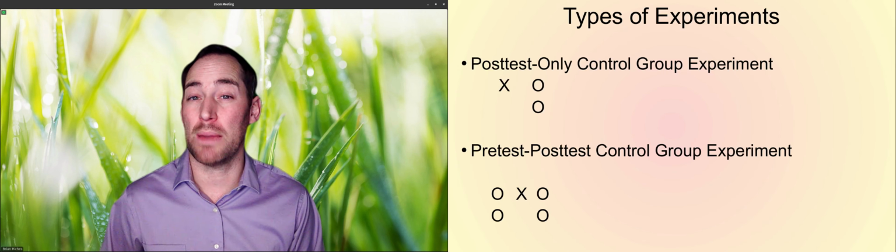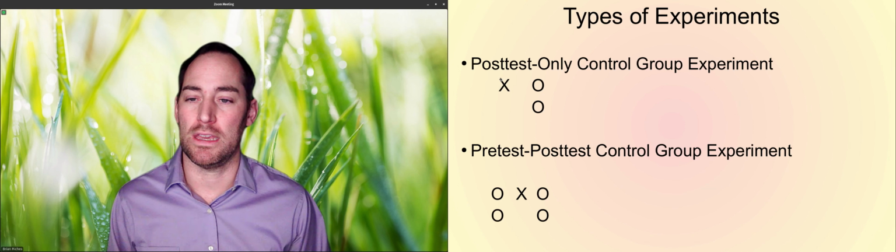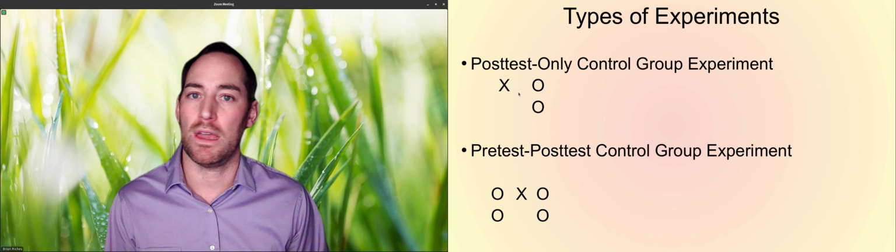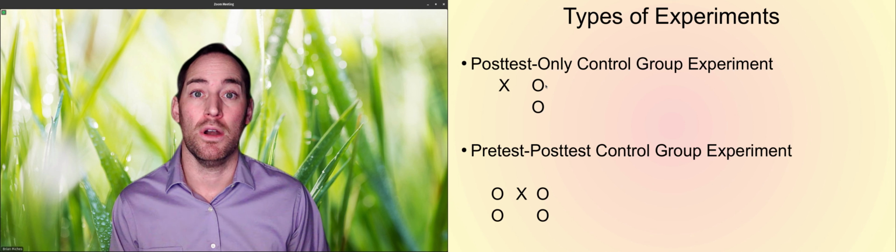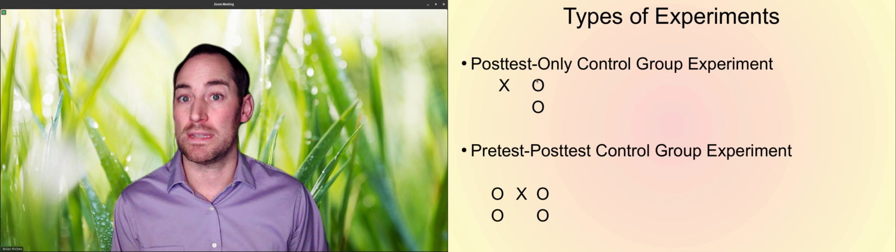All right, so some types of experiments. So this is post-test only. The X basically means you've done the intervention. So one group gets an intervention and gets a post-test. Survey, test score, whatever it is. This group just gets the test. So this is our quiet room right here. This is our loud room right here. The treatment was the loud room.